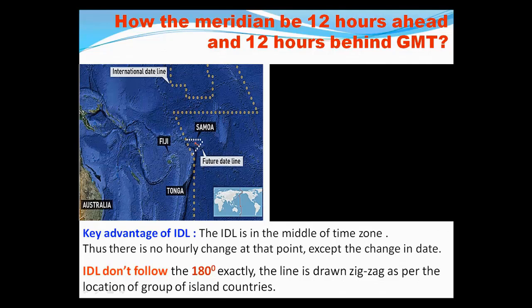The IDL doesn't follow the 180 degree exactly, as I've already told. The line is drawn zigzag as per the location of groups of islands and countries to avoid any confusion of date. Now we'll watch a video clip to get more insight on the international date line.